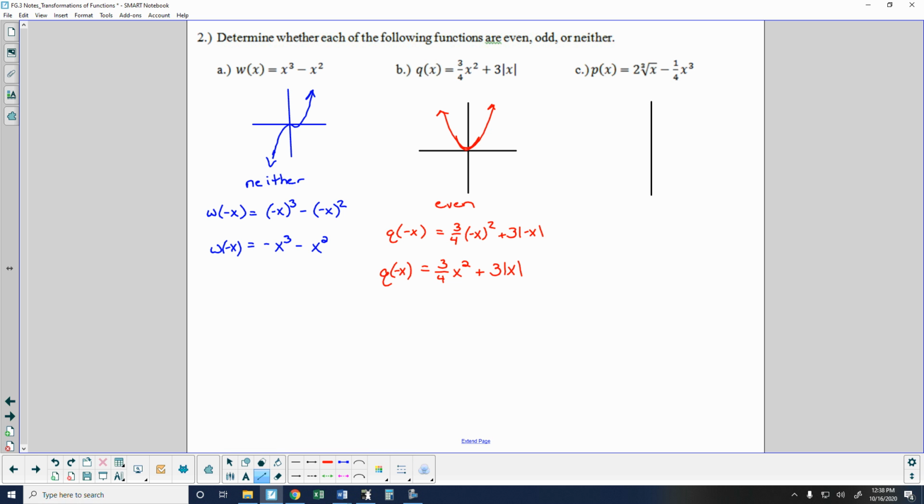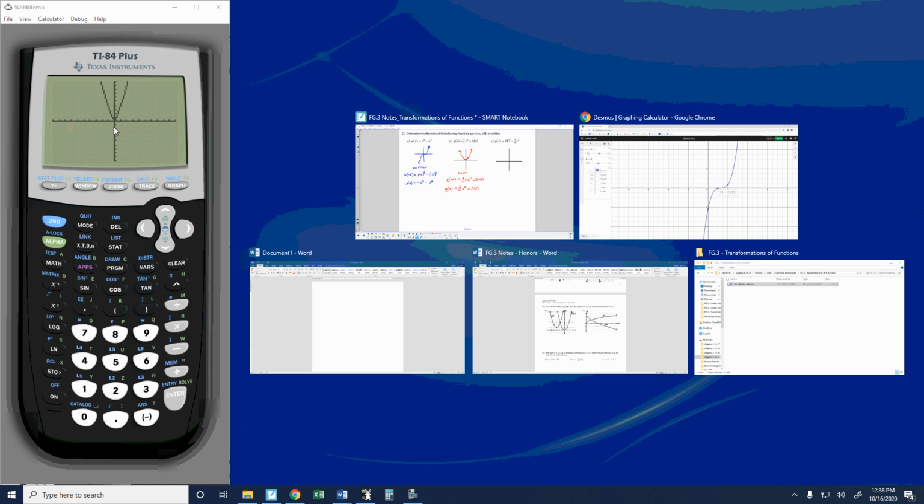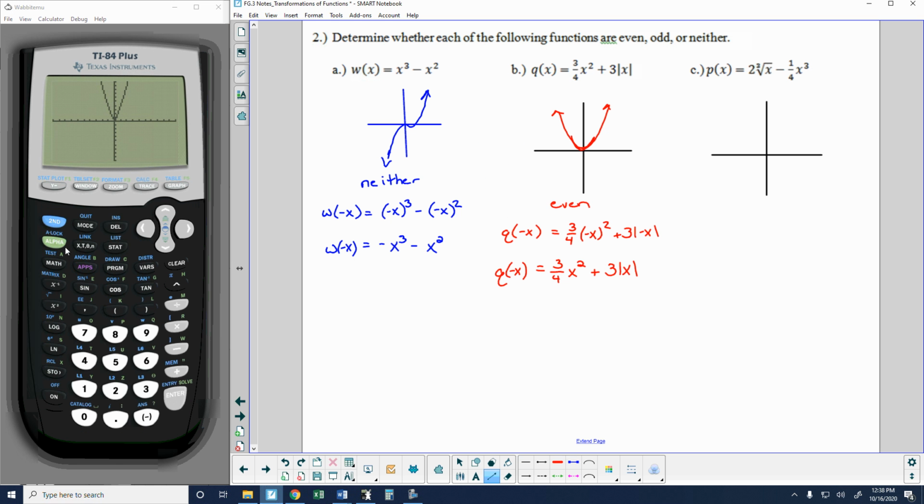Let's go ahead and take a look at the last one. It's kind of an ugly expression here, but let's first type this into the calculator to graph it. I'm going to hit y equals. I'm going to clear this out. I'm going to type in 2. The cubed root is under the math button. So if you hit the math button, go down to that 4th option. That's where your cubed root is at. And then minus 1/4 x cubed.